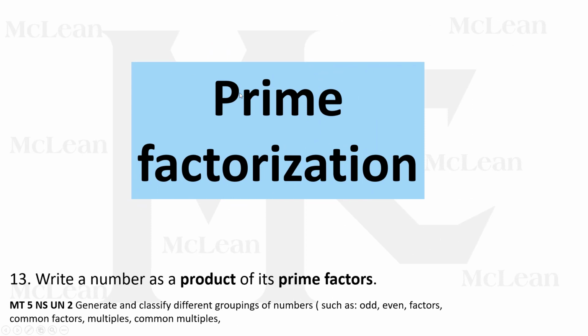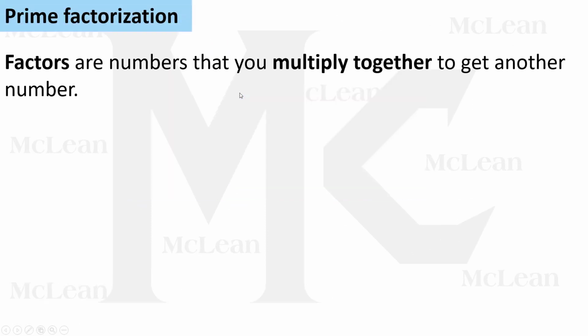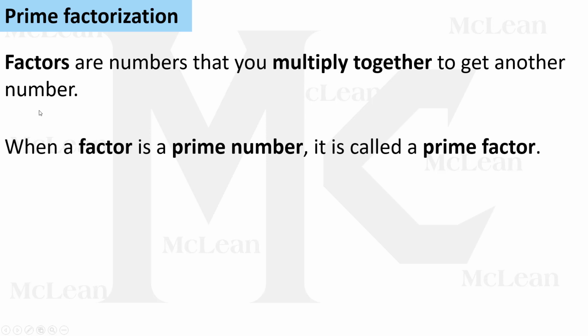Prime factorization. Factors are numbers that you multiply together to get another number. Remember that when we did factors, right? But now, when a factor is a prime number, it's called a prime factor. Prime numbers, right?